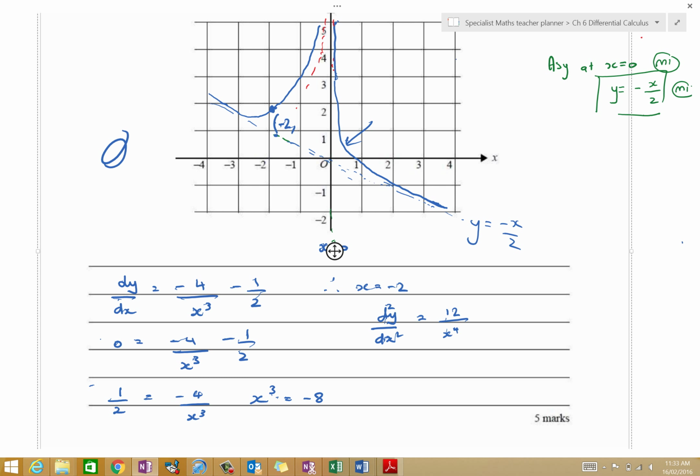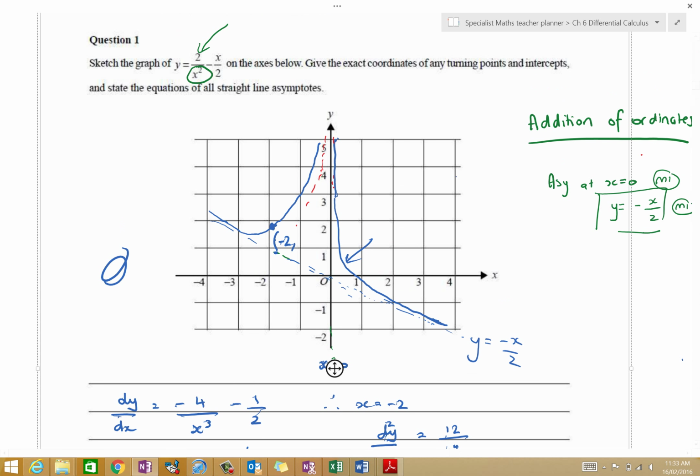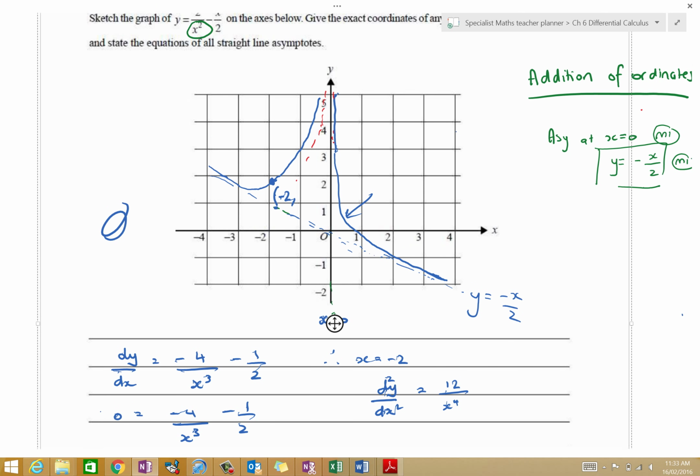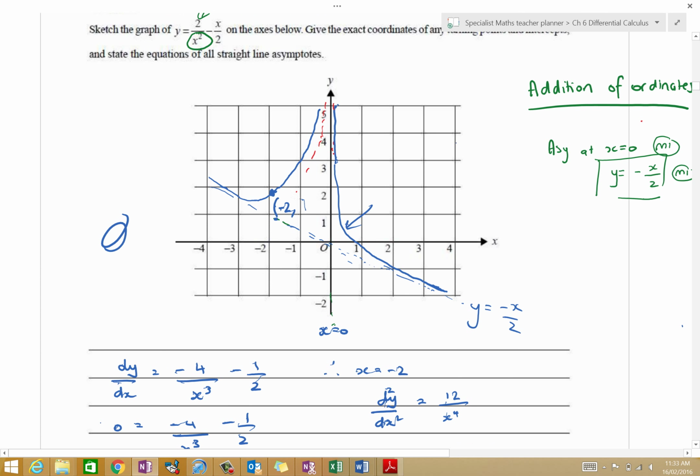What's that, minus 8, which is minus a half. What is it? 3 over 2, yes. All right, thanks. Hey guys. So I've got my turning point is minus 2, 3 over 2.